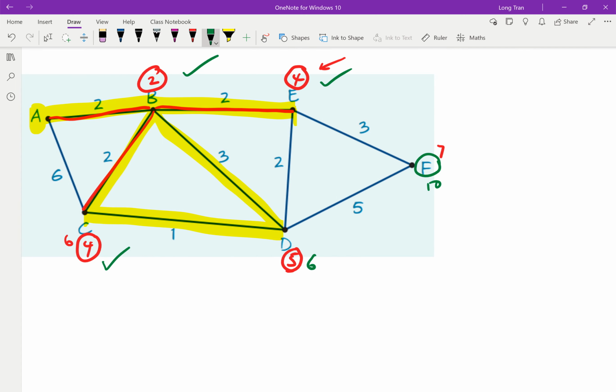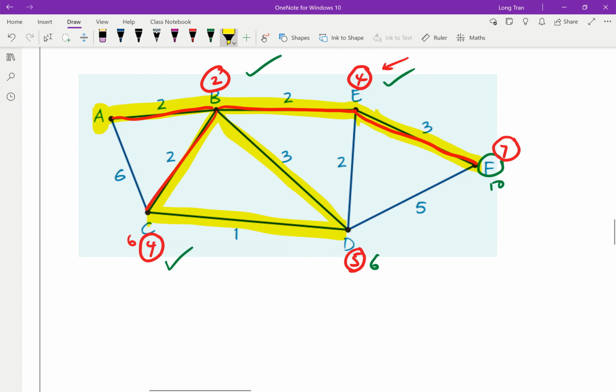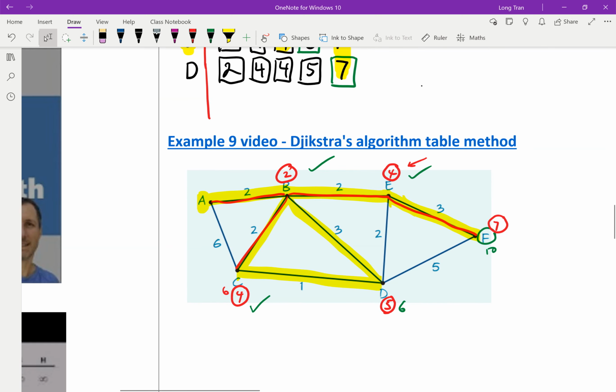5, adding an extra 5 gives me 10, but remember, I've got a 7 here. And that 7 was from E, which is 4 plus an extra 3. So clearly, my next best route now is 7, and that finishes all the vertices. So I'm going to highlight E to F. So E to F is the next best route. So what you see here in this diagram gives me the best route for all of the vertices without using the table. You see that?